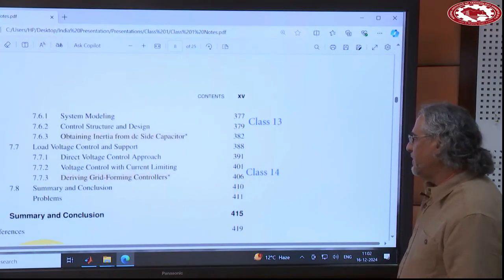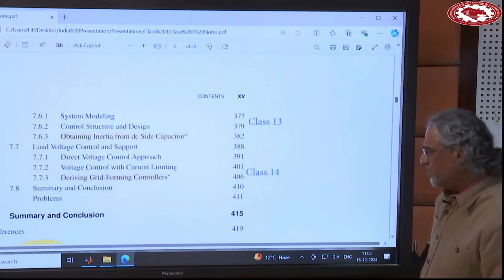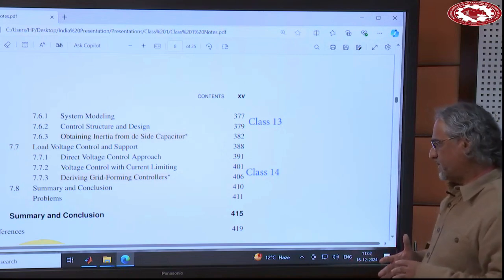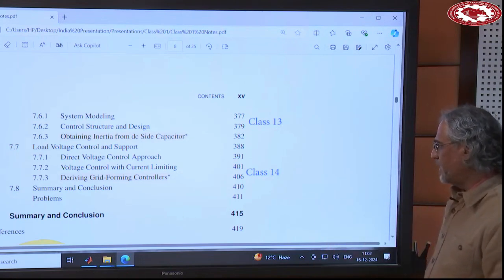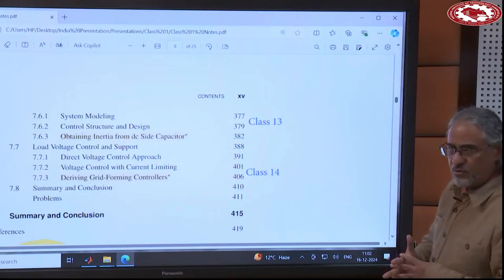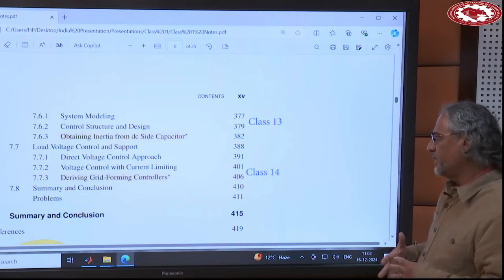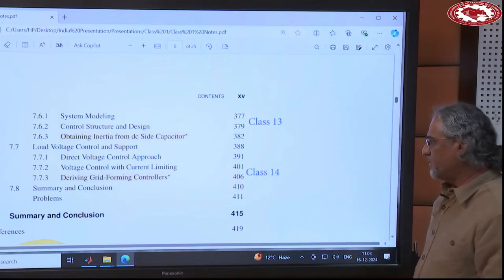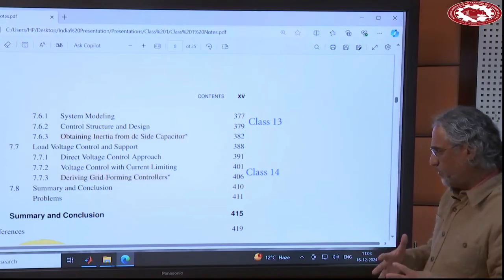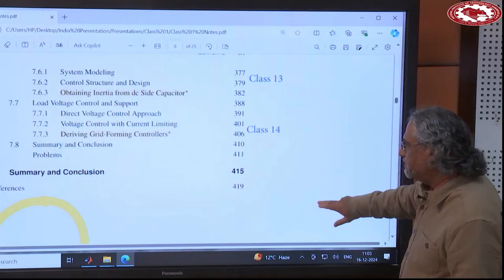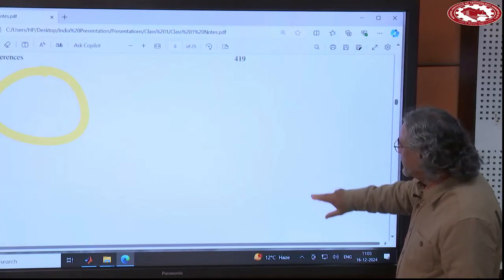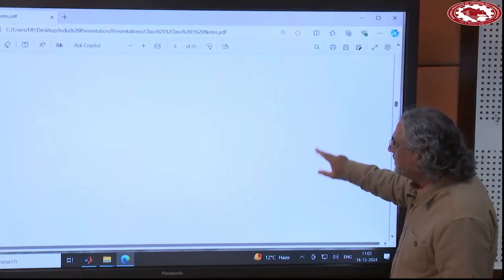And finally, we have load voltage control and support. This is basically the case that now there is a load, and we want to control the load voltage. And at the end, we connect these two together, the load voltage control and the grid current control, and become two grid forming controllers. Okay. So that's basically the content.